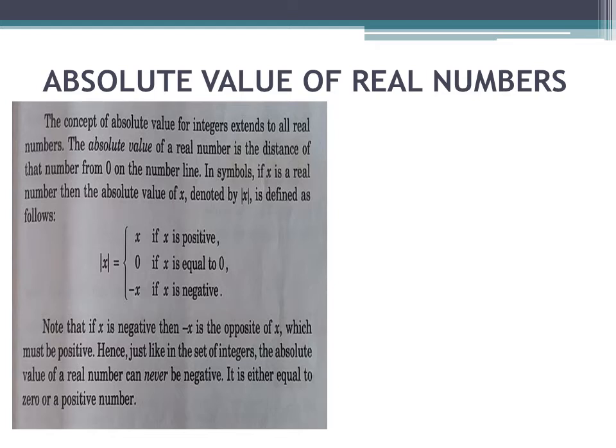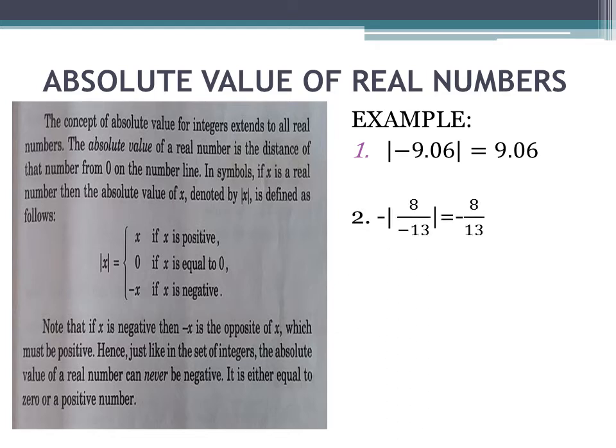Hence, just like in the set of integers, the absolute value of a real number can never be negative. It is either equal to 0 or a positive number. For example, the absolute value of negative 9.06 is equal to 9.06. Always remember that if there is a negative sign before the absolute value, the answer is negative. So, negative absolute value of 8 over negative 13 is equal to negative 8 over 13. For number 3, the absolute value of 12 is still 12.